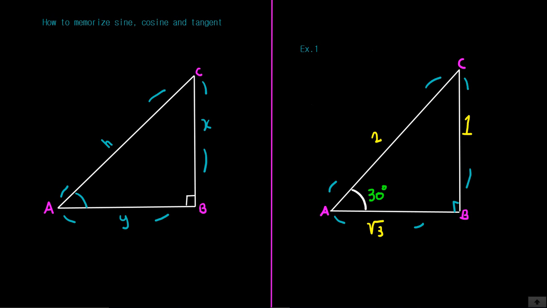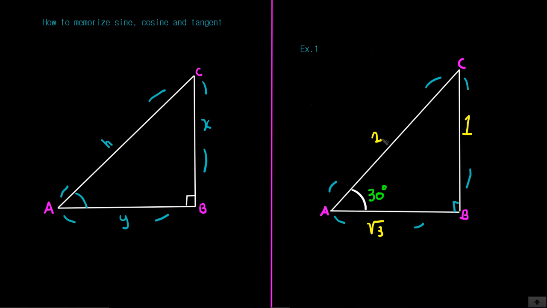So in this video, I want to talk about how to memorize sine, cosine, as well as tangent. Usually people use SOHCAHTOA to memorize it, but my way is different. My way is to memorize trigonometric functions using their first initial letters.